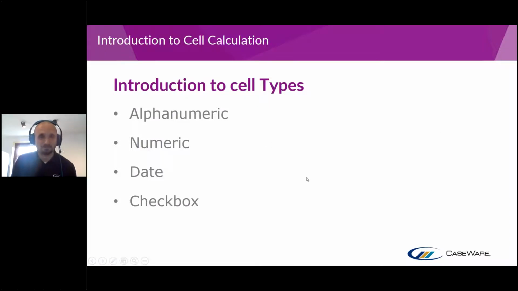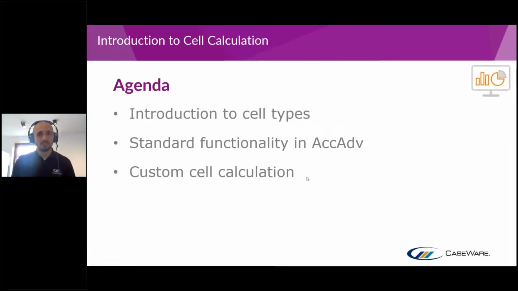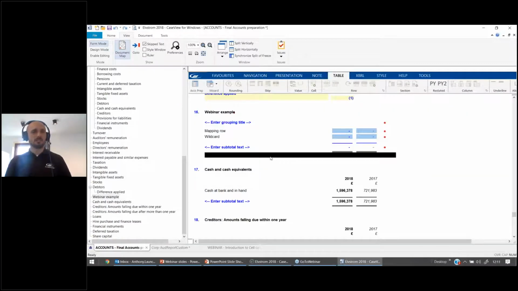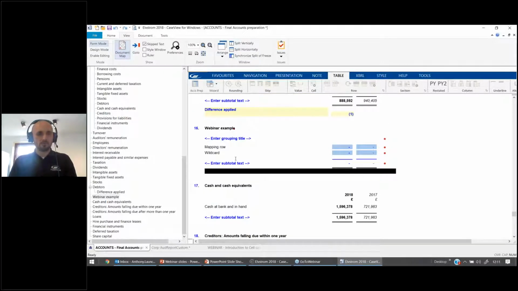Perfect. Okay, brilliant. So moving on then, let's turn the slide the right way. Standard functionality within AccountsAdvanced demonstration. So for this part, as you saw, we have a Caseware file open. I'll just jump back into this file. And there we go, that should be shown on the screen now. We've set this up with a couple of bits today: webinar example notes, looking at mapping and something called a wildcard.